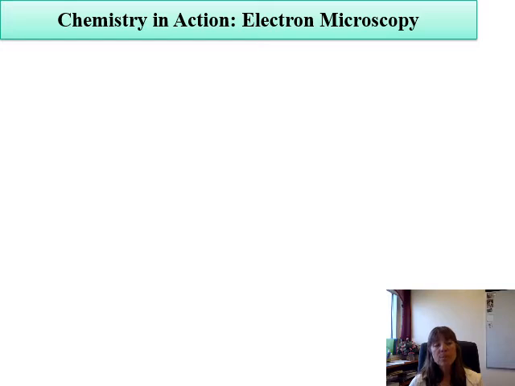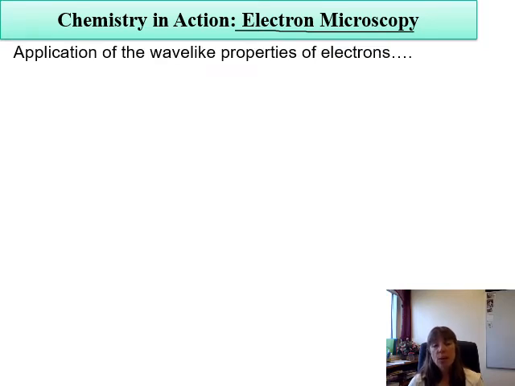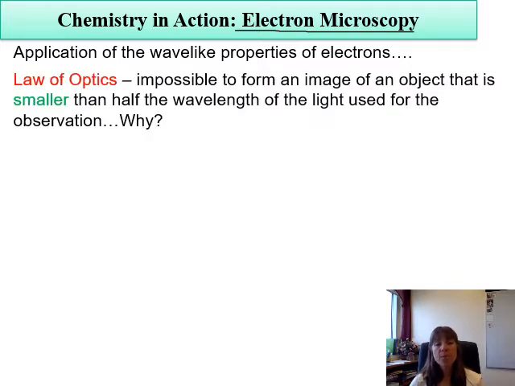So in application, let's keep talking about de Broglie's theory, the electron having wave and particle nature, and the use of electron microscopy to visualize very tiny objects. The wave-like property of electrons can be used. Your book, in the Chemistry in Action section, talks about the law of optics: it's impossible to form an image of an object that's smaller than half of the wavelength of light used for the observation. That's kind of weird, because you think, oh, here's a person.